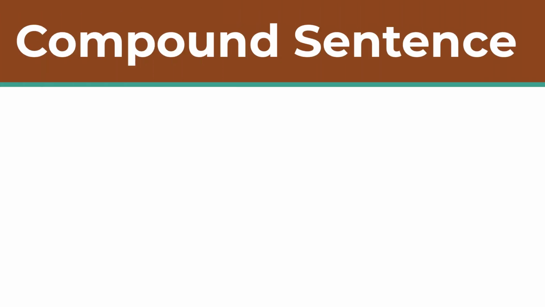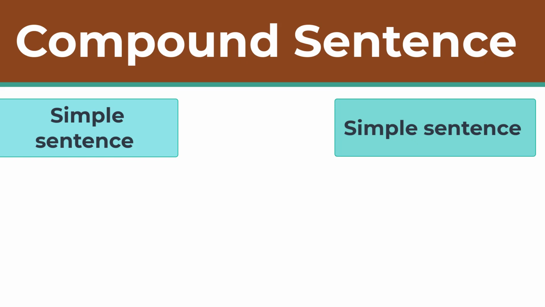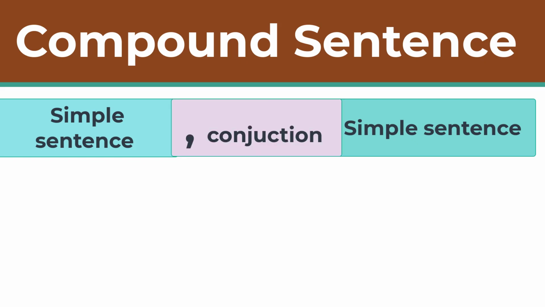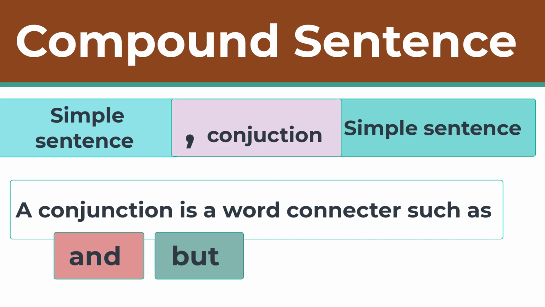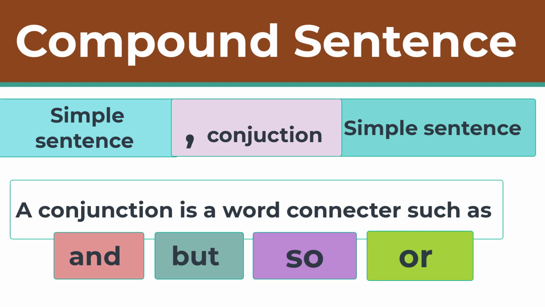What about a compound sentence? A compound sentence has two simple sentences connected by a comma and a conjunction. What is a conjunction? A conjunction is a word connector, such as and, but, so, or. These conjunctions connect two simple sentences to make a compound sentence.